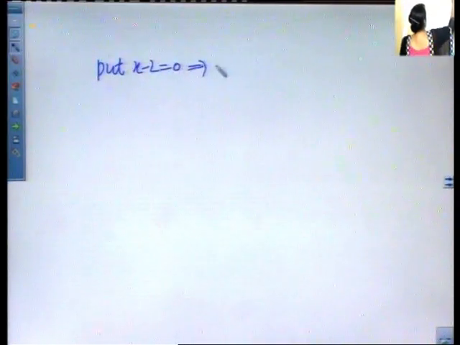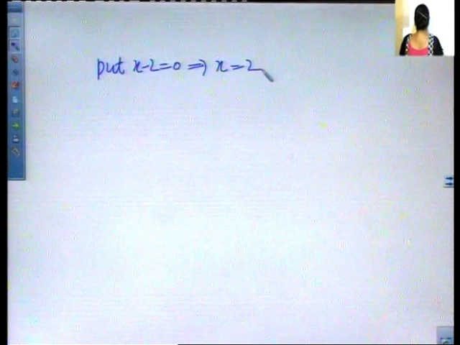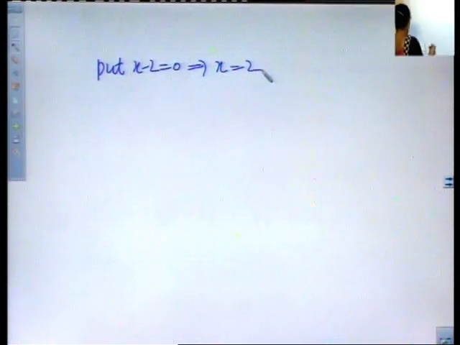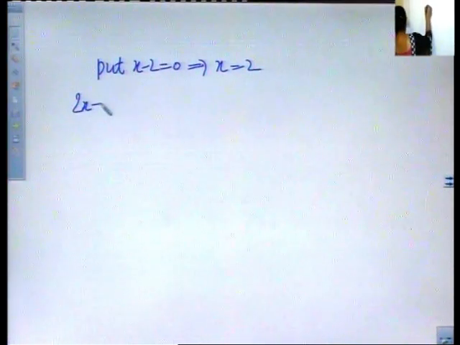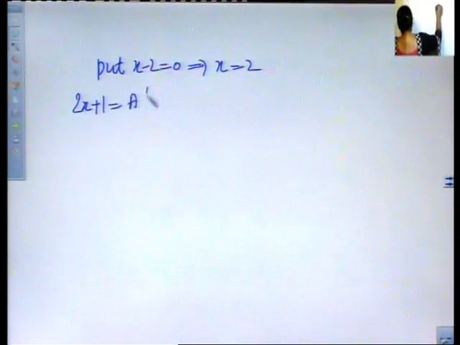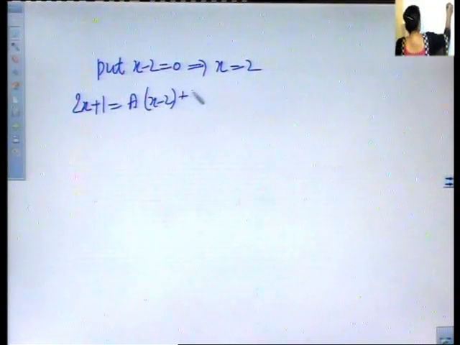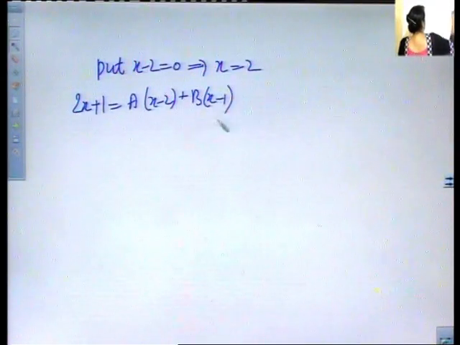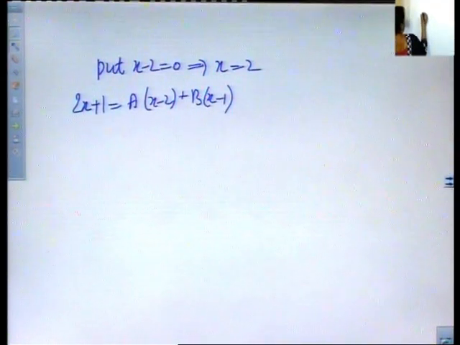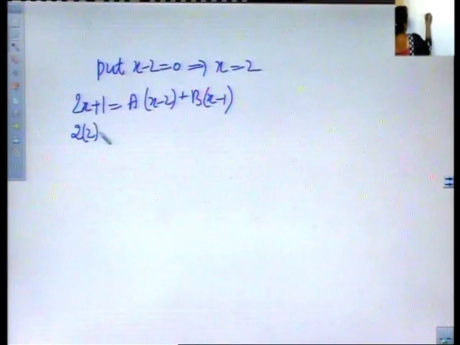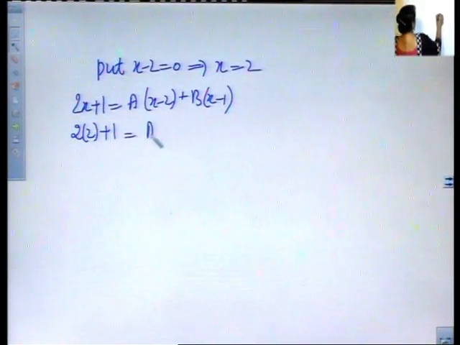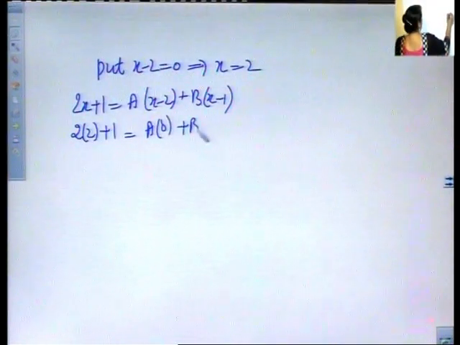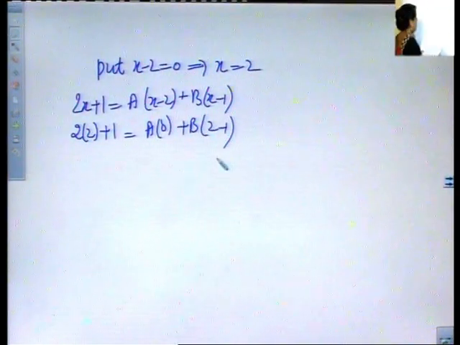Now again put x minus 2 is equal to 0. This implies x is equal to 2. So we will put this in this equation, that is equation 1. So we get 2 into 2 plus 1, a into 0 plus b into 2 minus 1.